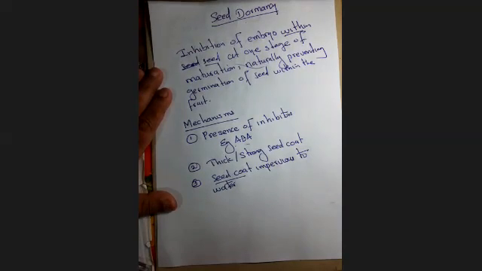So, can you understand? Seed dormancy, embryo is inhibited inside the seed at one stage of maturation. It prevents the germination of seed within the fruit.